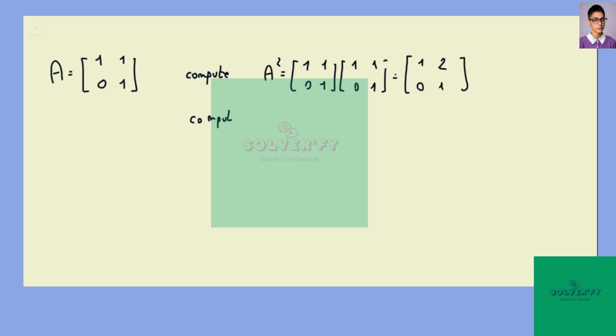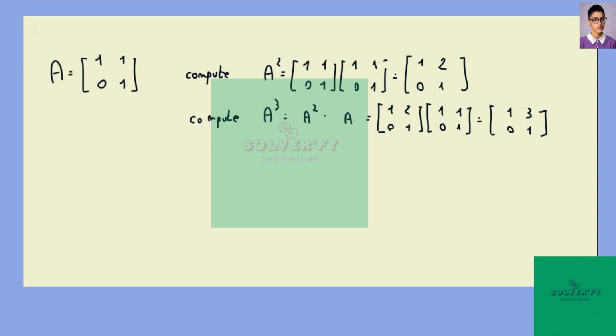All right, so let's compute A cubed, which can be written as A squared times A. So this is 1, 2, 0, 1 that multiplies 1, 1, 0, 1. We do the product and we get 1, 3, 0, 1. So we suspect that A to the n is equal to 1, n, 0, 1. So we show this by induction.